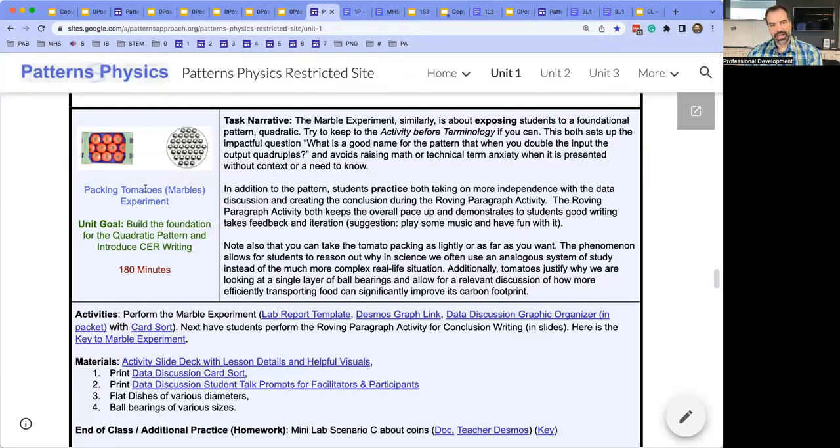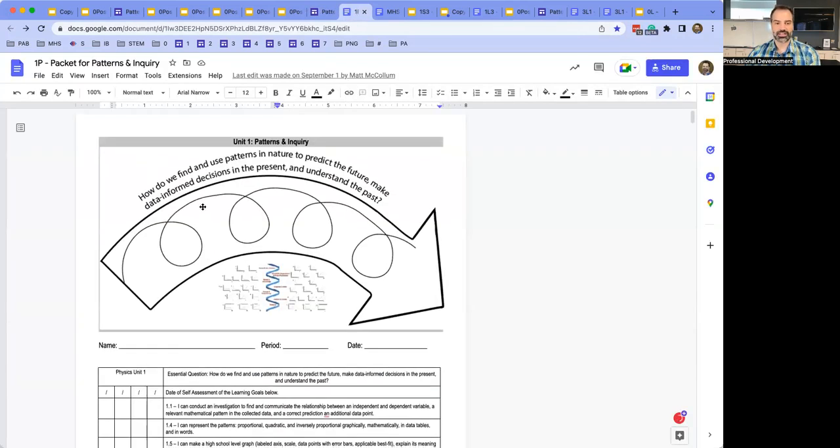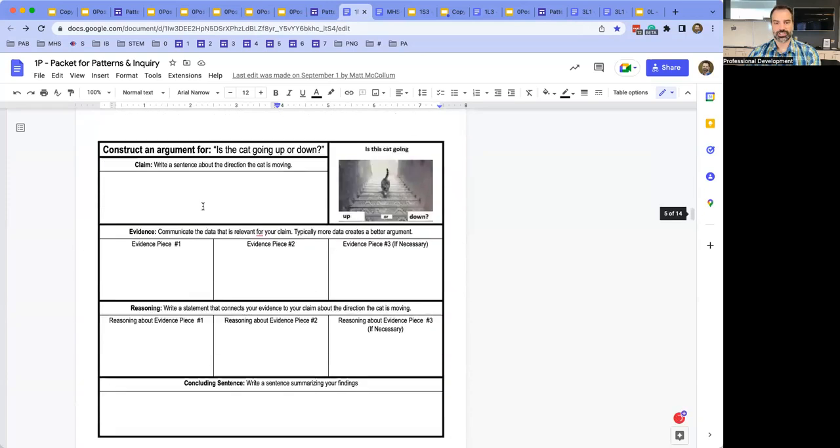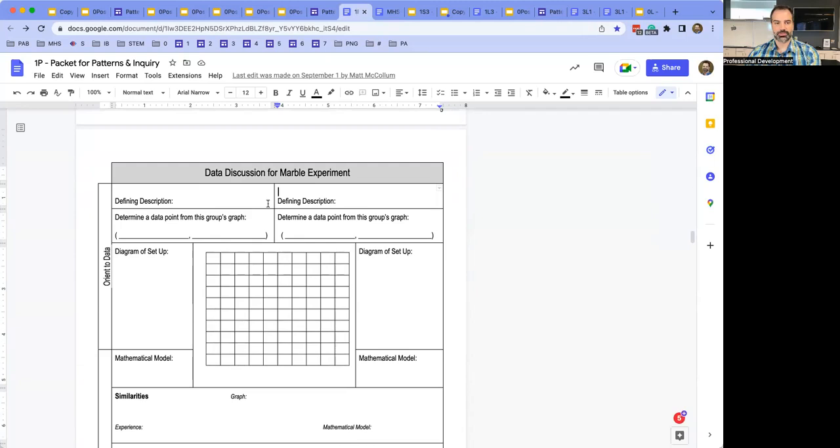So here we are in the packing tomatoes experiment, and the activity, lab report, Desmos, and data discussion are in the packet with card sort. So I'm going to take a peek there. Here we are in the packet. I'll just quickly scroll down. That's the first data discussion. And I'm going to go to the second one, the marble.